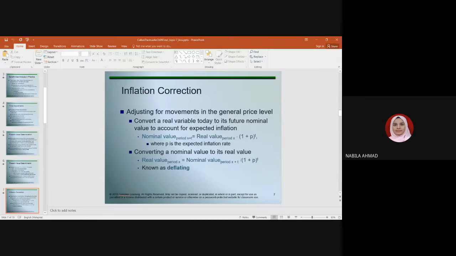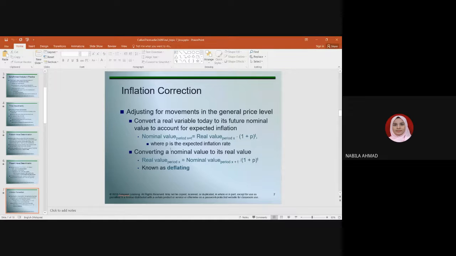So apa itu nominal value? Nominal value, a magnitude stated in the terms of the current period. Jadi kita kata nominal value tu adalah value adjusted untuk current period, untuk tempoh semasa. Okay. And price kita gunakan apa? Price kita gunakan consumer price index. Consumer price index. Alright. Jadi so nominal value period X plus 1 equals to real value period X times 1 plus P to the power of T.